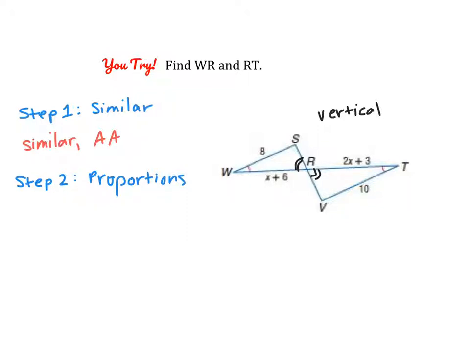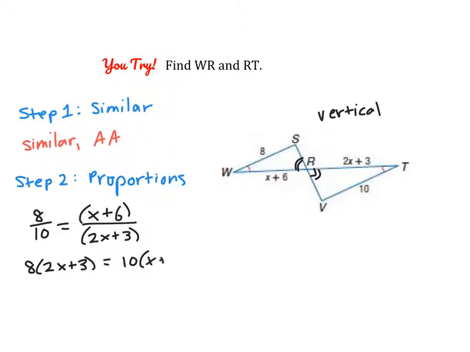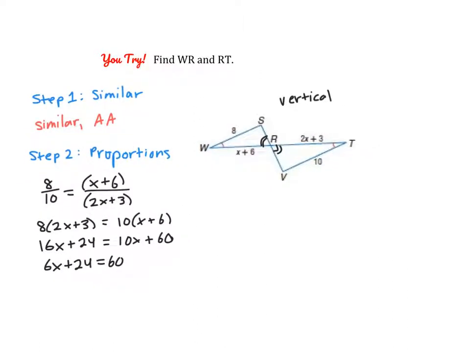So we can create our proportion by saying 8 over 10 equals x plus 6 over 2x plus 3. So we can cross multiply. So 8 times 2x plus 3 equals 10 times x plus 6. So 16x plus 24 equals 10x plus 60. So I'm going to subtract 10x from both sides. And then I'm going to subtract 24 from both sides and divide by 6.